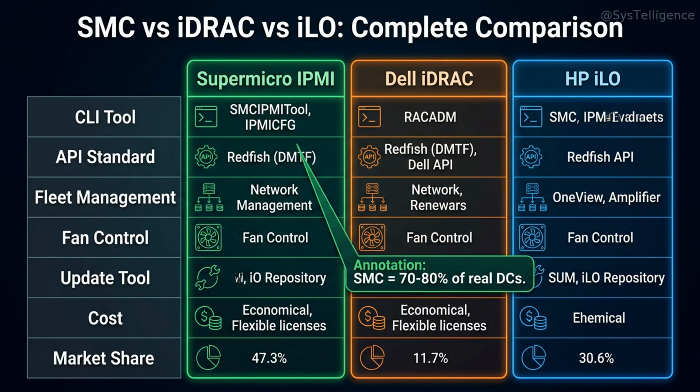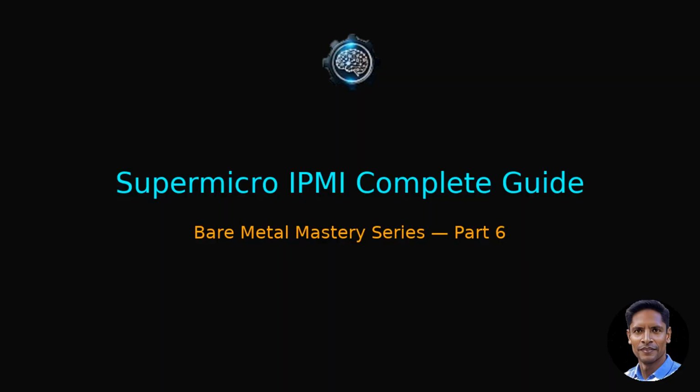SMC uses SUM for firmware updates, while Dell uses iDRAC and HP uses SUM. Equivalent. SMC servers cost significantly less than equivalent Dell and HP hardware. This is why SMC dominates real production data centers at 70 to 80%. That covers the core IPMI material in the Supermicro IPMI complete guide.